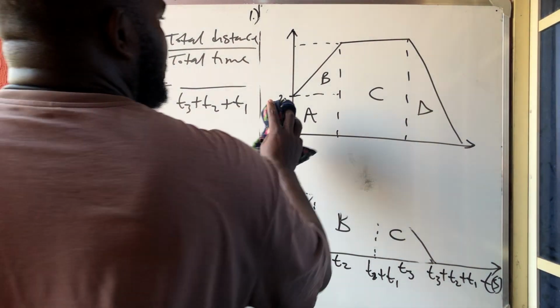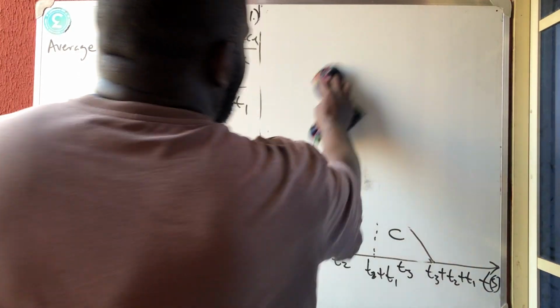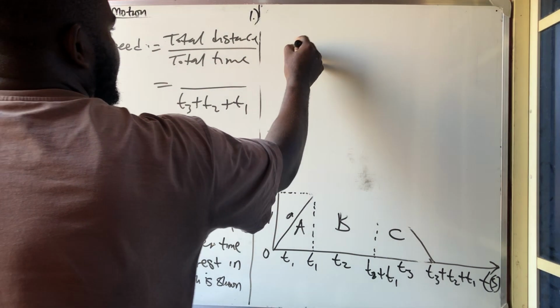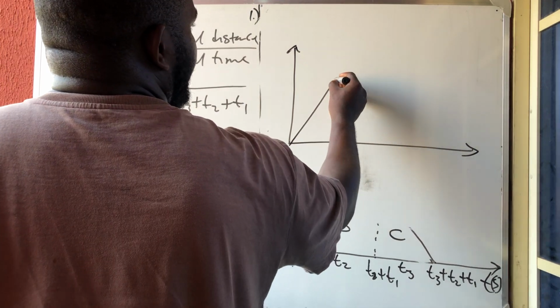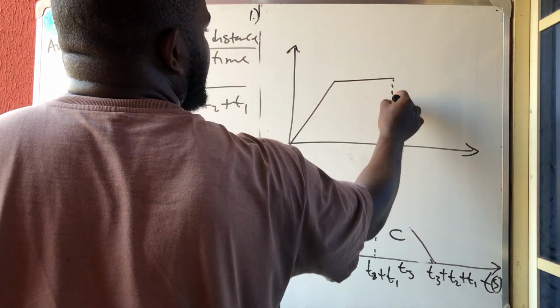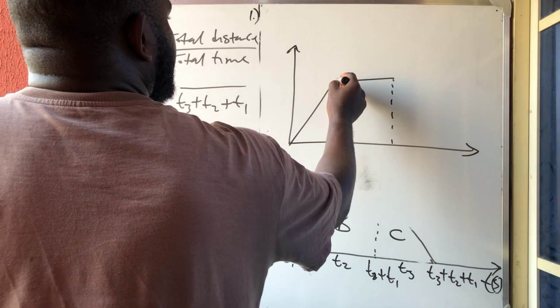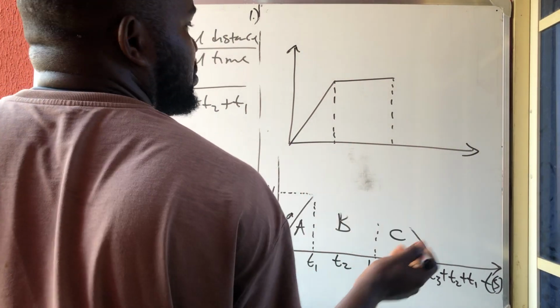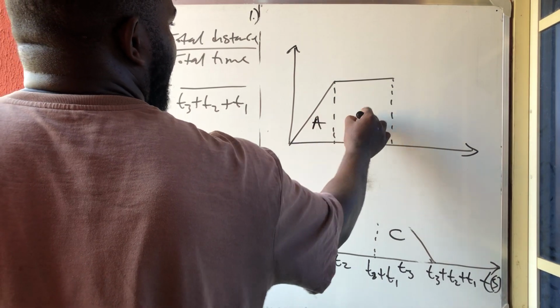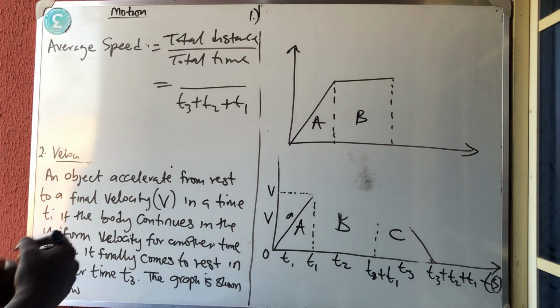Then the last pattern you may have is, for instance, the body starts from rest, moves with a constant velocity, and then they stop there. They can give you something like that. They stop there, so I'm having only 2 shapes. You did not retard, and they ask you to find. So the shapes I'm having here are A and B. So know what you are supposed to do.